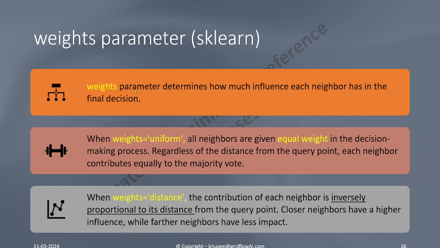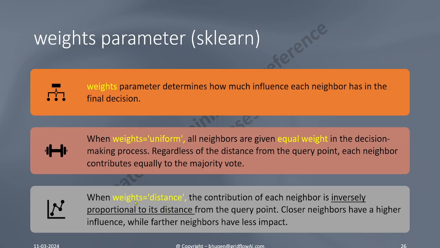So the weights parameter in scikit-learn has two different settings that you can use. One is weights equal to uniform. In this case, all the neighbors are given equal treatment, or equal weight, in decision making or final voting for prediction. So regardless of the distance of the test point from the training samples, each neighbor is treated equally.